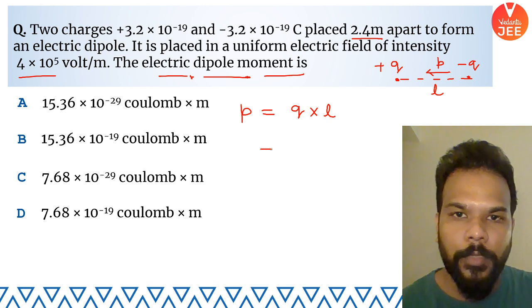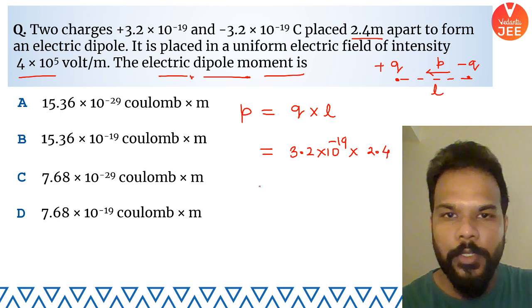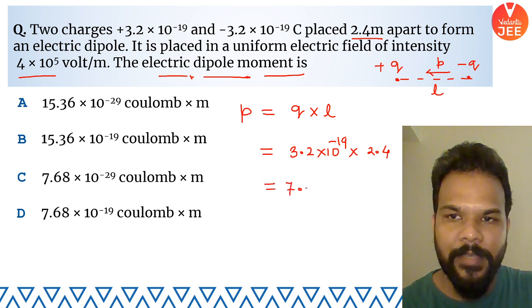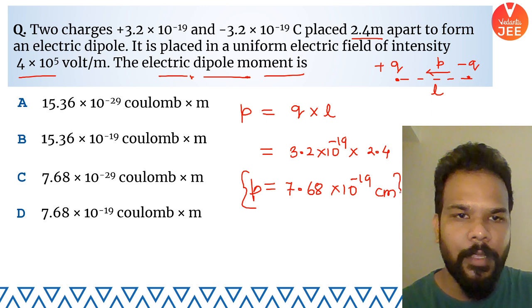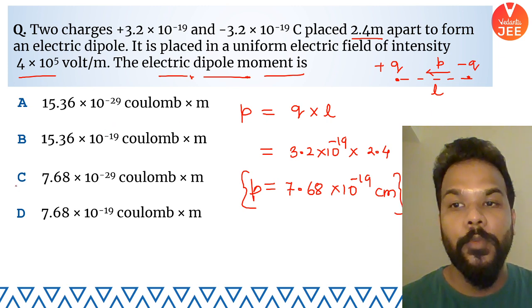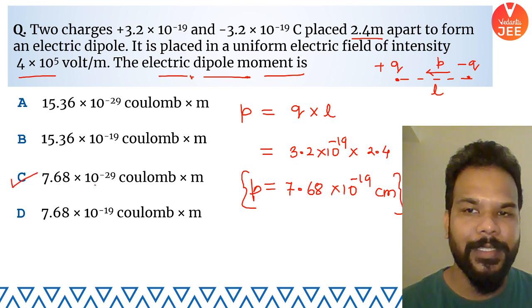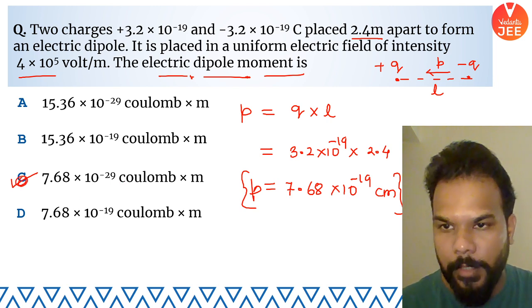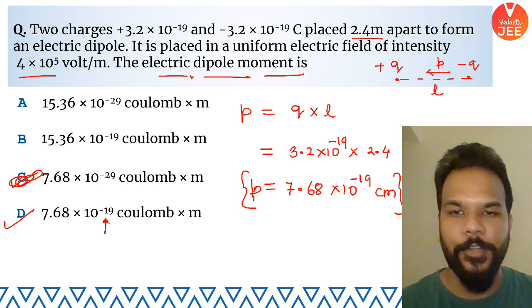Okay. So the value of charge is 3.2 into 10 to the power minus 19. Separation is 2.4. So when you multiply this, it comes out to be 7.68 into 10 to the power minus 19 coulomb meter, as simple as this. The rest of the values are there to confuse you, to make you calculate the value of torque instead. So the answer is 7.68 into 10 to the power minus 19, that is the correct answer.